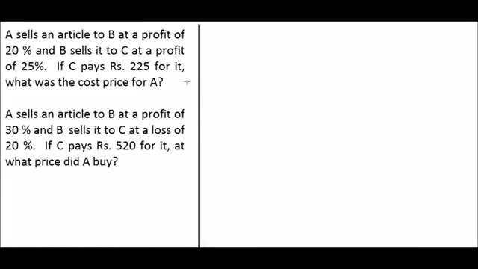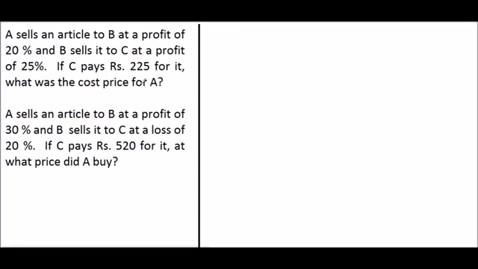See, this is another model, should be learned by the learners who are learning the basics. The first one here is that A sells an article to B at a profit of 20% and B sells it to C at a profit of 25%. If C pays 225 for it, what was the cost price of A? This is a simple extension of the percentages chapter. We have done many questions in percentage.